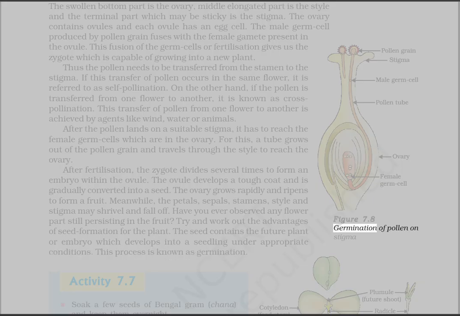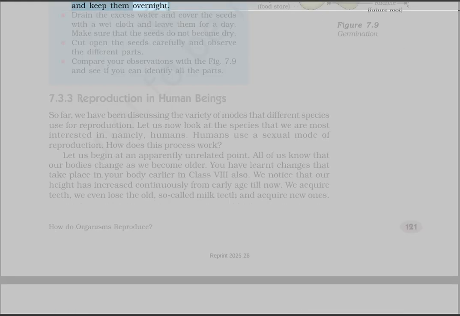Figure 7.8 Germination of pollen on stigma. Activity 7.7. Soak a few seeds of Bengal gram, channa, and keep them overnight. Drain the excess water and cover the seeds with a wet cloth and leave them for a day. Make sure that the seeds do not become dry. Cut open the seeds carefully and observe the different parts.